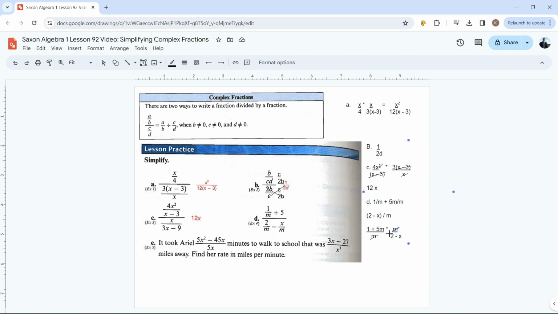None of the rest of this will cancel because there's no way for me to factor out anything on top to make this simpler, or on the bottom, and I have different variables anyway. So the end result is going to be 1 plus 5m over 2 minus x. Let's make sure we did that right. There it is.